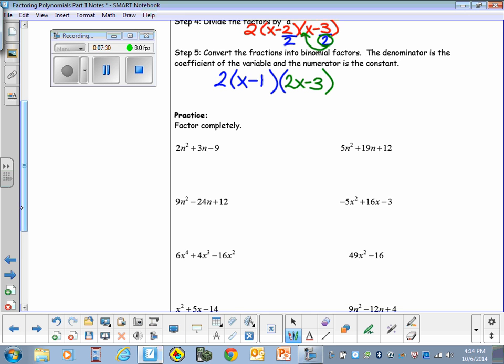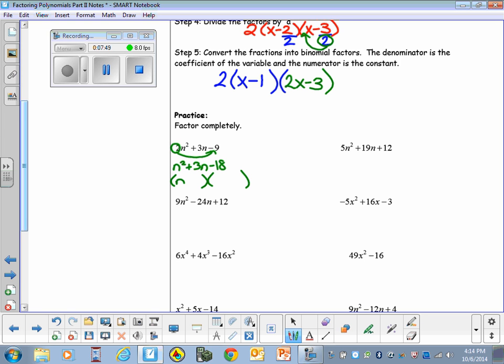Let's take a look. No common factors. I'm going to slide my 2 down here, and I'm going to factor n squared plus 3n minus 18.